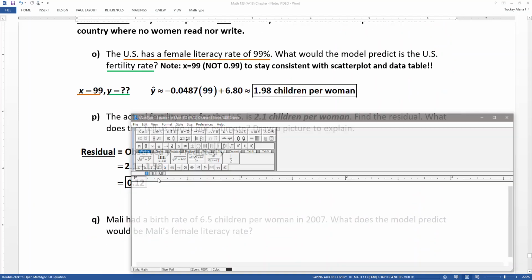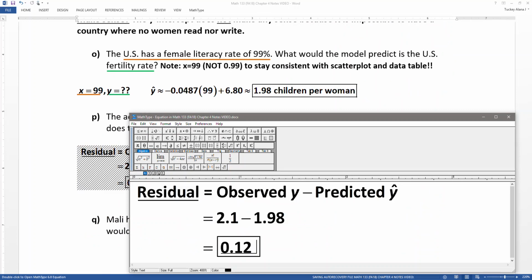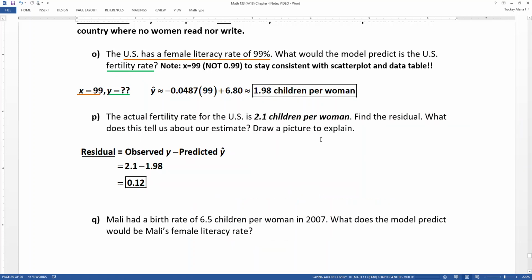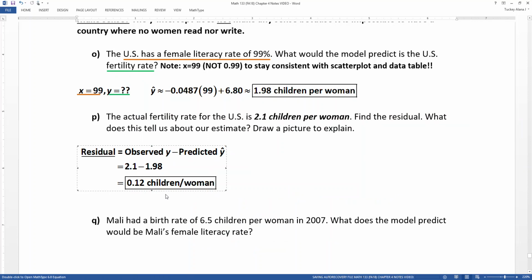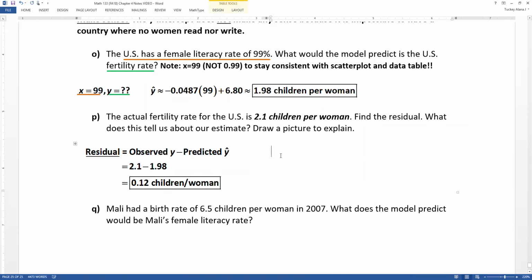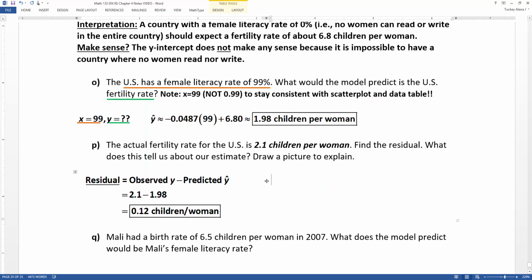So 2.1 minus 1.98. Now technically this has the same unit as our data set. So this should be children per woman as the Y value in our data set. Right, so these are both children per woman. Then the question is, what does this tell us about our estimate? What does this tell us about our data set? Well, the US had a little bit more fertility than we would expect for a country with our female literacy rate.